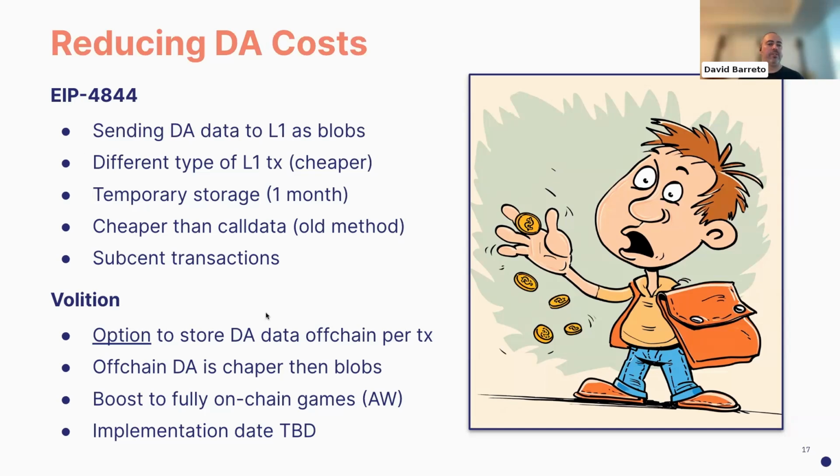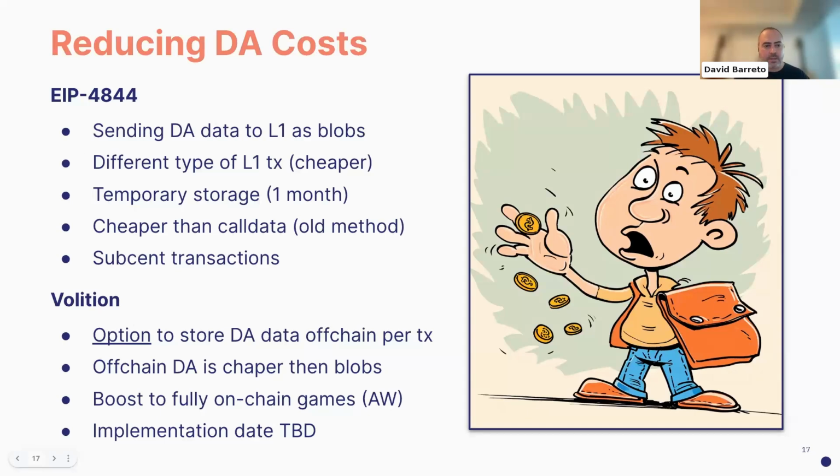But the idea is that you don't need the same liveness guarantee for all the transactions. If you're doing something in DeFi with more money, you want to have higher liveness guarantees. So with Volition, you can choose, okay, maybe I want to use blobs as normal. But you can also choose to have lower liveness guarantee for something that you really want to be as cheap as possible, even if you sacrifice a bit of liveness.